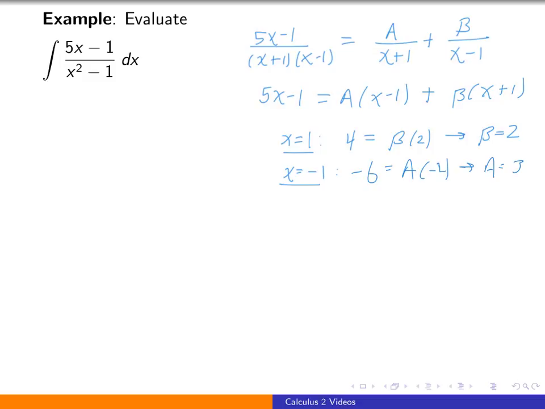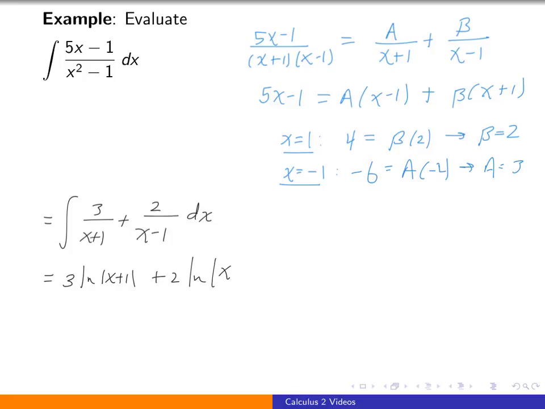So putting this together, we have our partial fraction decomposition. The function we're integrating we can write as A over x plus 1 plus B over x minus 1. And as we mentioned earlier, now that we've done this partial fraction decomposition, the algebraic step, the resultant integral should be fairly reasonable to evaluate. So in this case, it's going to be 3 natural log absolute value x plus 1 plus 2 natural log absolute value x minus 1 plus C.